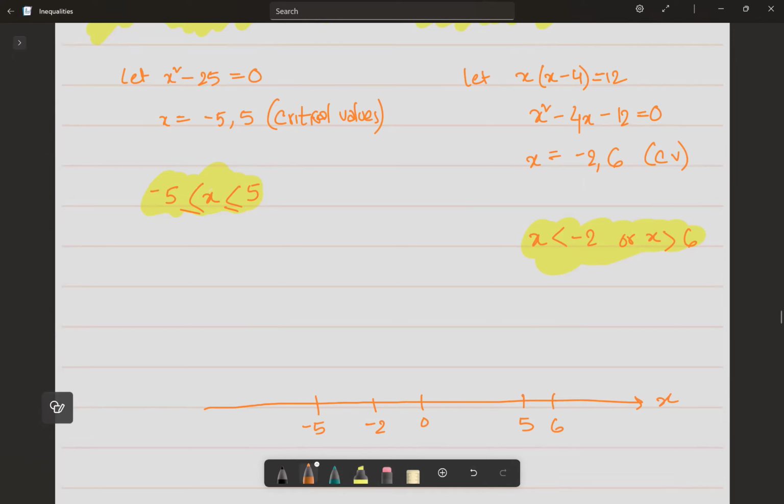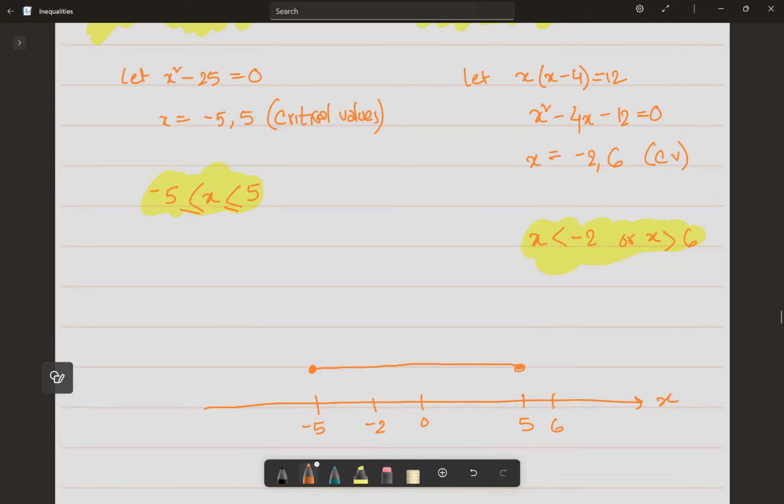So for the first one, we have minus 5 is less than or equal to x, which is less than or equal to 5. So minus 5 and 5 are our critical values, but we have equal to signs in both of these cases. So we have to fill these circles. We cannot keep the circles empty. And now this represents one set of values, one range for x. That's why we will join these 2 points.